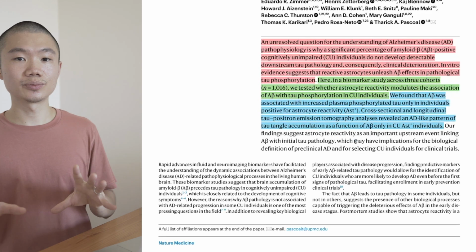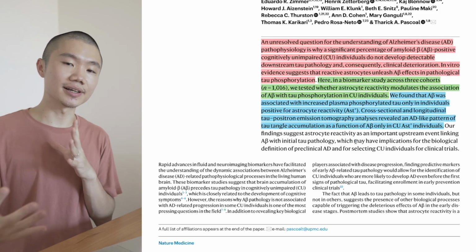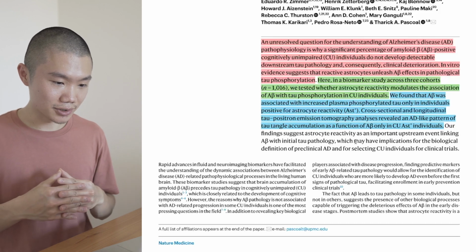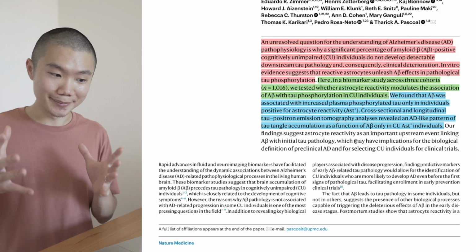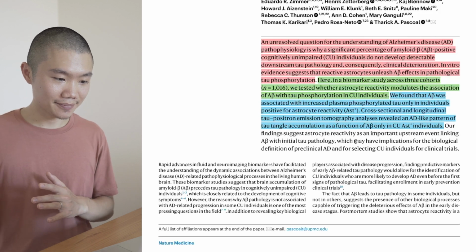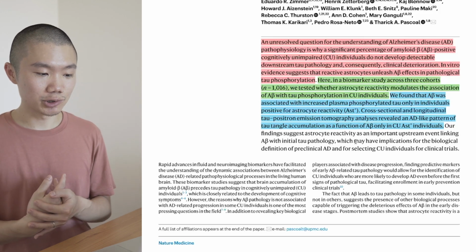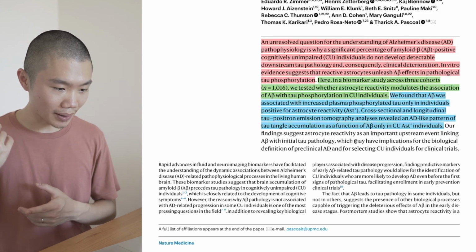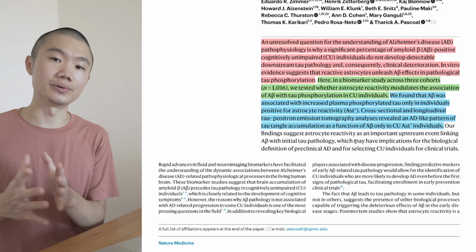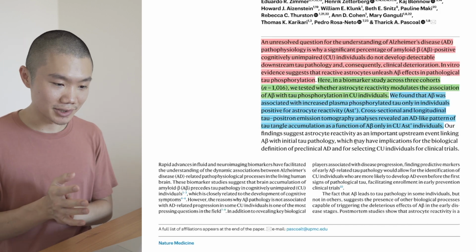This is the section where the authors would summarize their findings based on the experiments that they've conducted. In this case, the authors found that the abnormal amyloid proteins was associated with increased markers for Alzheimer's disease only in those individuals who also had positive astrocyte reactivity. So both of these components are required for an individual to develop Alzheimer's disease.